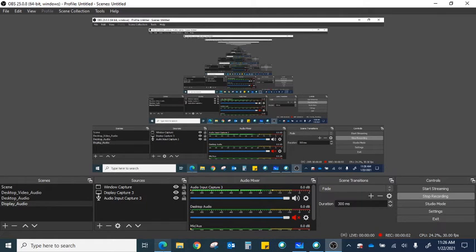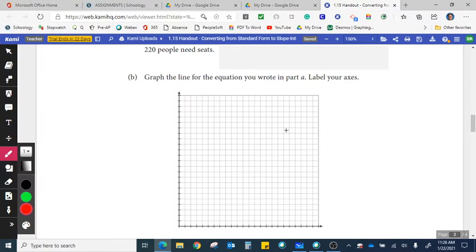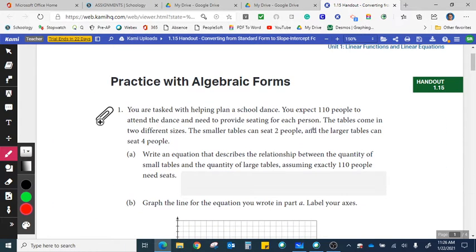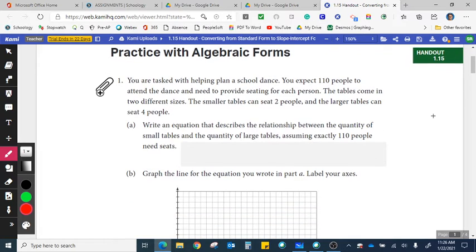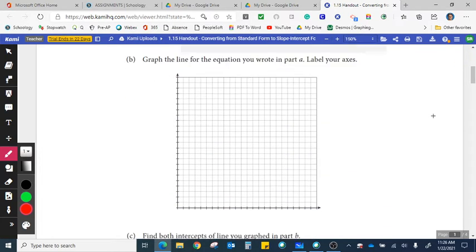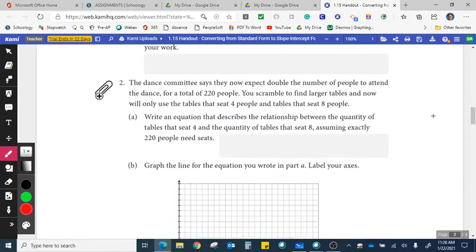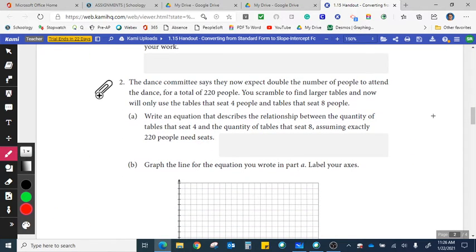Okay, tutors, here's what we got. This is handout 1.15. This is not formative. In the previous video, I did question number 1, and I went over the graph for that. For question number 2, I'm going to scroll down here. We're basically going to use the same structure that we did for question number 1.